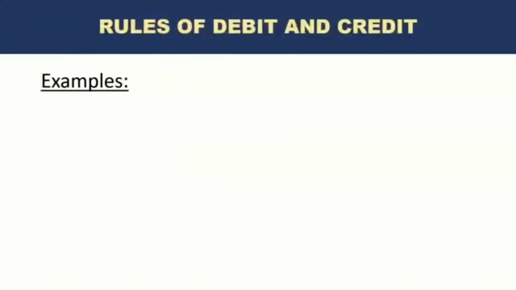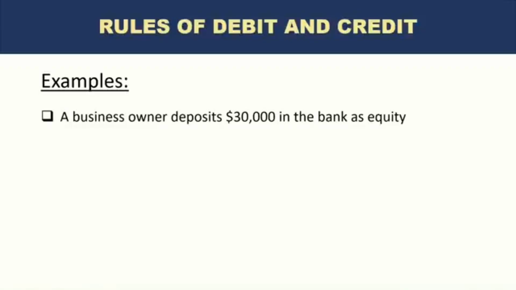Okay, so are you ready to apply whatever you have learned about the rules of accounting and accounting principles to actual accounting entries? Let's go. So the first example that we are going to deal with is a business owner deposits $30,000 in the bank as equity. This is one of the very early transactions in a business. When a business owner is setting up the business initially, they invest some money in the business, and they have deposited $30,000 in the bank as original equity of the business.